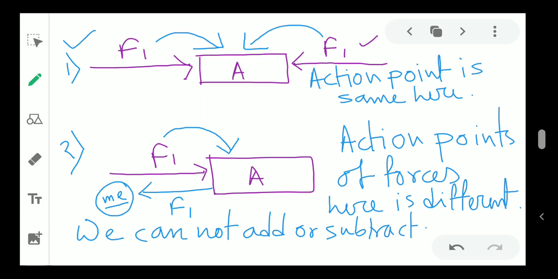Okay, so this is the thing that why everything moves and these two forces do not cancel each other. These two forces don't cancel each other. Okay, now what is the significance of this reaction force?